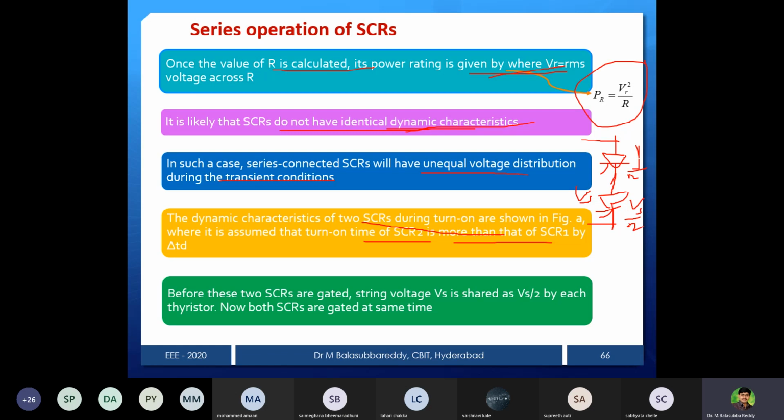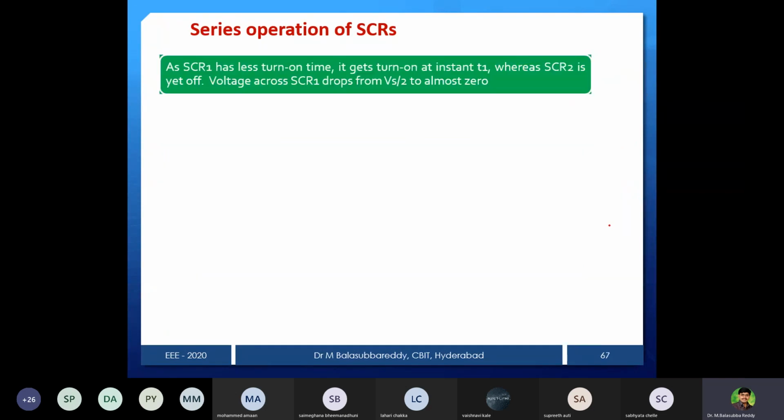Once the device is offset, blocking voltage is Vs by 2 and Vs by 2. Now, what we can have is that SCR1 has less turn on time. Let's consider if this situation arises, because I am considering two SCRs, 1 and 2. If SCR1 has less turn on time, what will happen? It will turn on first. So SCR1 turn on time is less and SCR2 turn on time will be more.